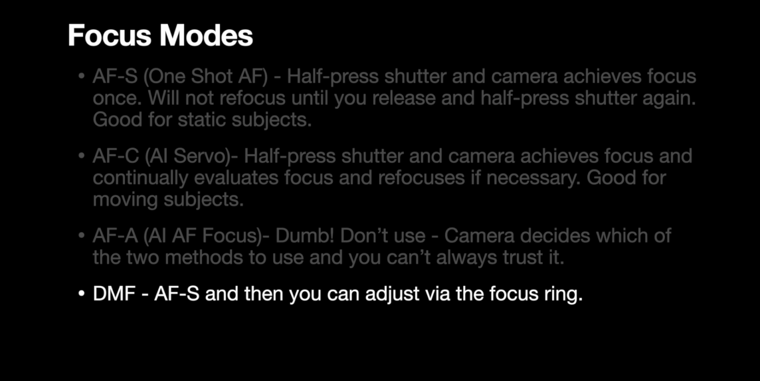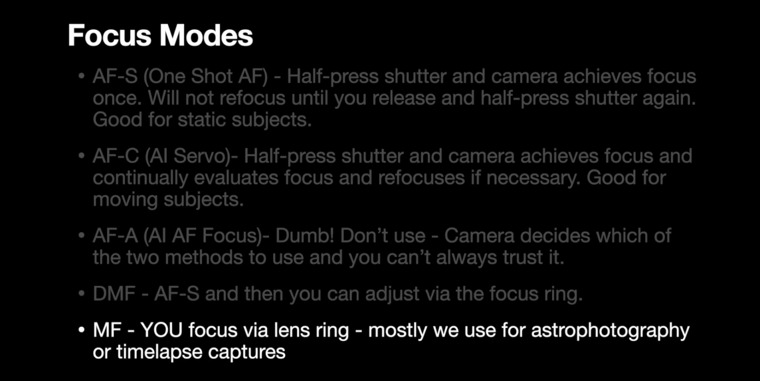And then we're going to talk about DMF just briefly so that you have an understanding of all the different modes that might be possible in your camera. This is direct manual focus. It allows you to do AFS, and then the focus ring should be live, allowing you to make micro adjustments. I rarely use that, but it sometimes can be helpful. And then finally, MF. Manual focus. This is where you are focusing via the lens ring. We're mostly using this for astrophotography or time-lapse captures where you don't want the camera refocusing during the shots.